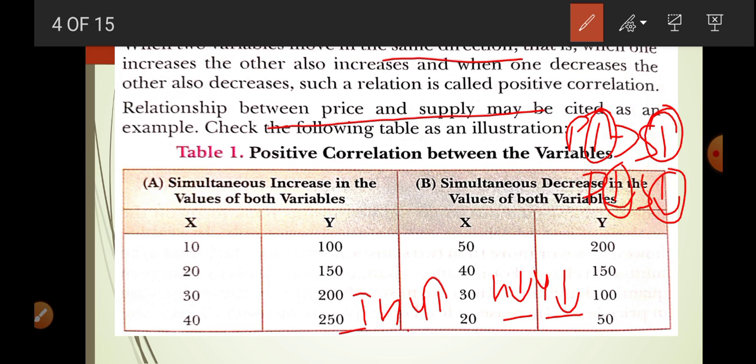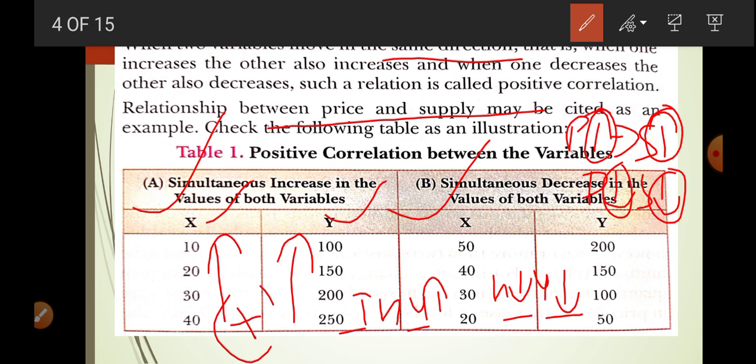So this is your positive correlation, when both variables are changing in the same direction. Here is one example, table A and table B. In table A, you can see that there are two variables x and y. X is increasing 10, 20, 30 and 40, by 10. In the same way, you can see here that y is also increasing by 50: 50, 100, 150, 200, 250. So we find which type of relation? Positive relation. Why? Because the direction of change is the same.